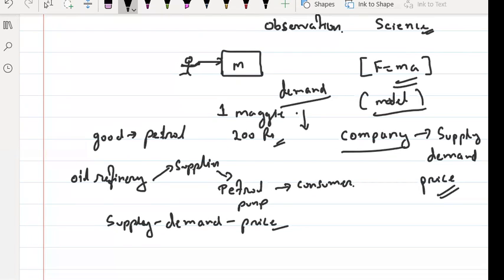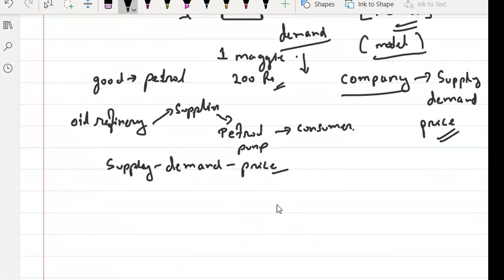So how does a company know that, or how does anyone know that? There should be some model to know this, and that is your science. That's why I told you that economics is both philosophy and science, because for this you need some mathematical equations, some graphs, and these kinds of models are called economic models. Got it, everyone? Yes or no? Now you are getting the basic idea behind economics.